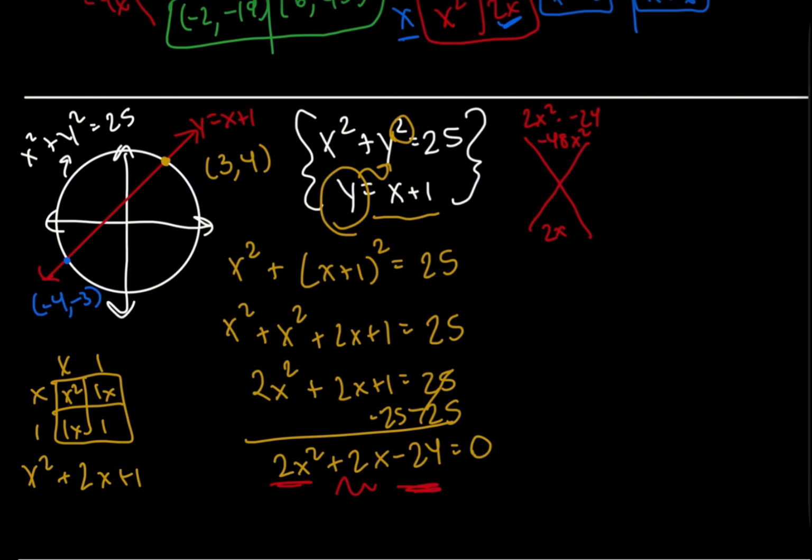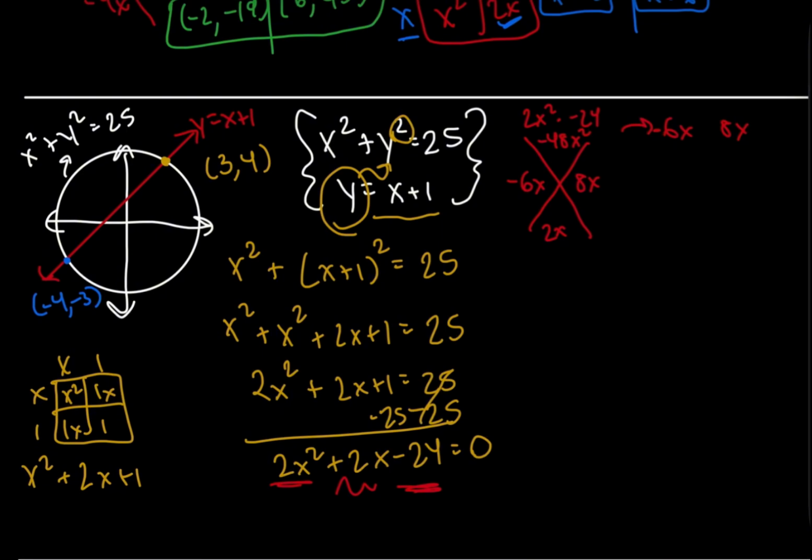So what factors of negative 48x squared add up to give me 2x? Well, I have 6x and 8x, which can work together. If I do 8x minus 6x, that's going to give me 2x, because 8 minus 6 is 2. But also 8 times negative 6 gives me negative 48. So I'm going to write that negative 6x and 8x.